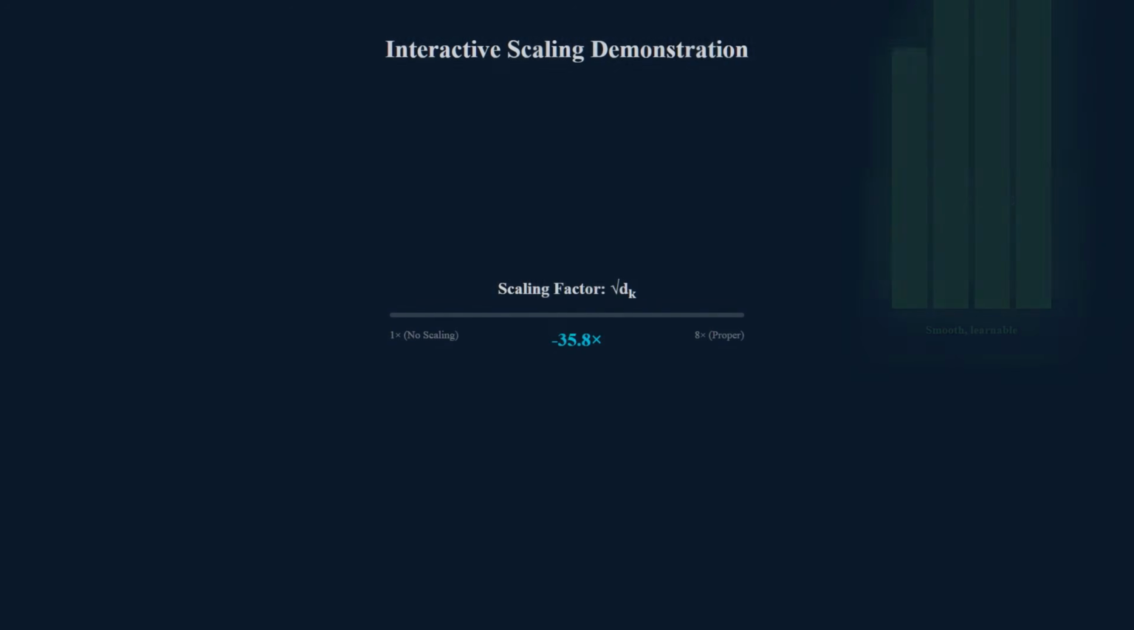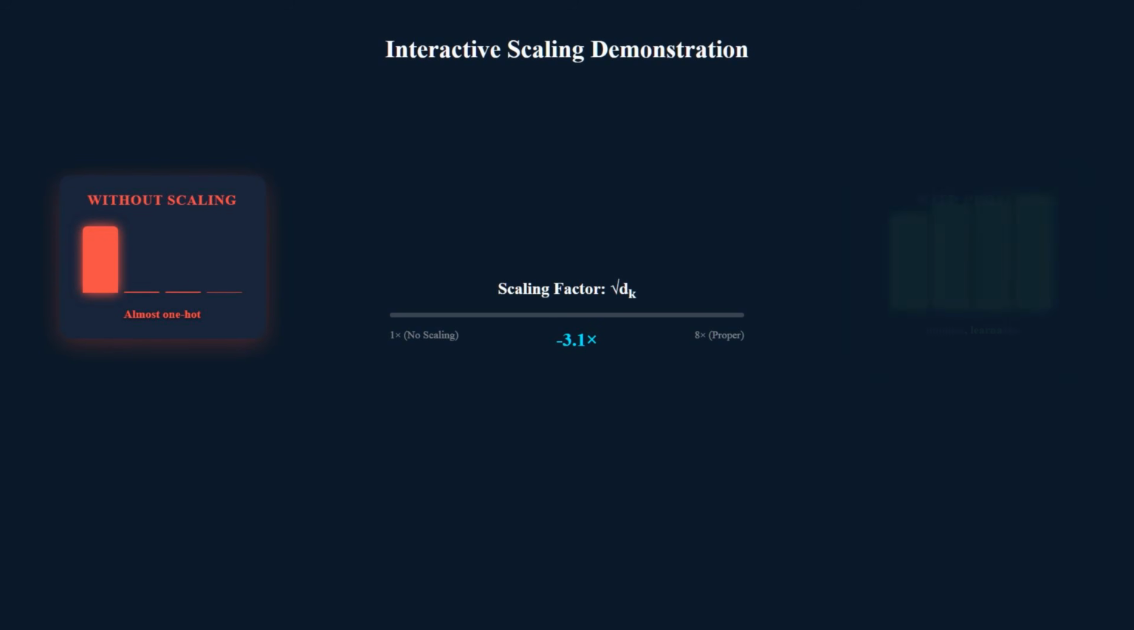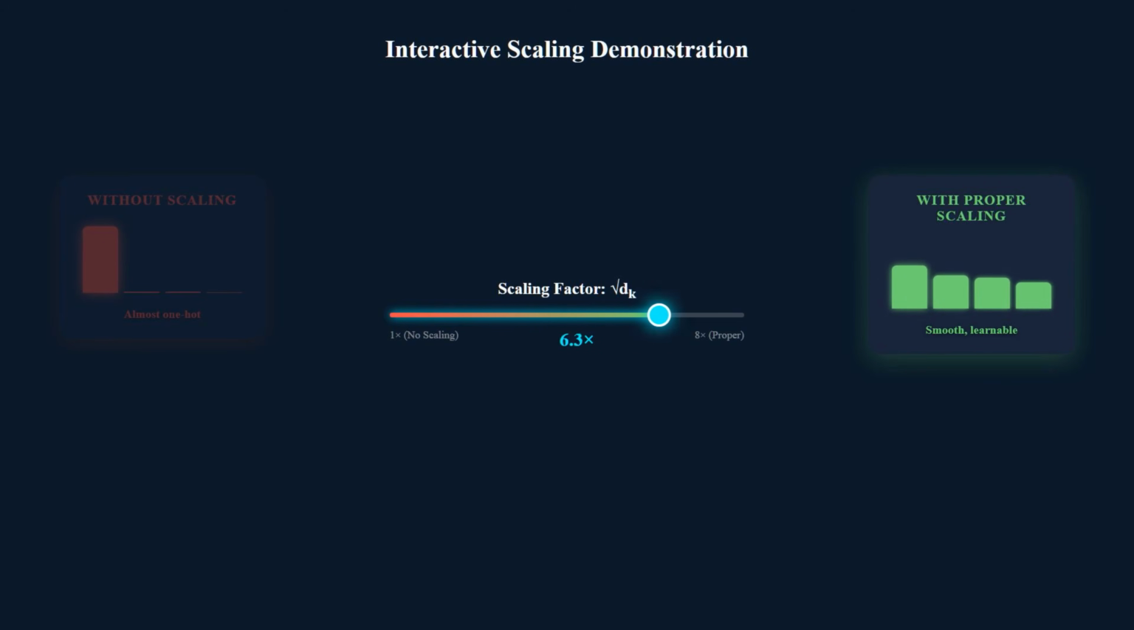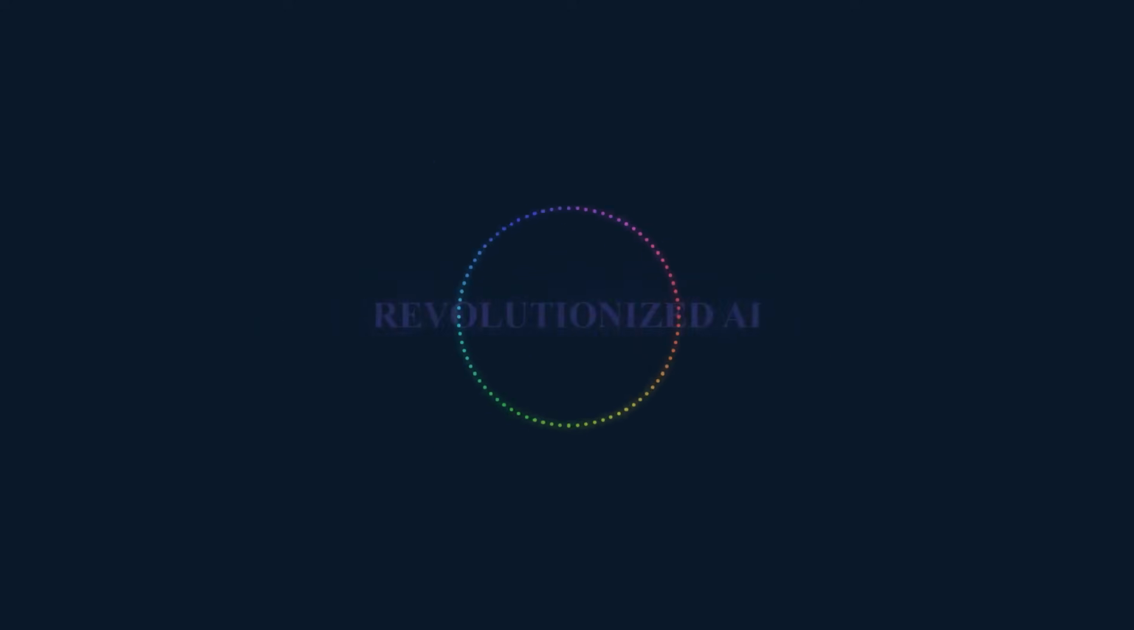Let me show you something fascinating with our attention patterns. Watch what happens when we adjust the scaling factor. Without scaling, the attention becomes extremely peaked, almost one hot. With proper scaling, we get smooth, learnable attention distributions. This simple formula revolutionized AI.